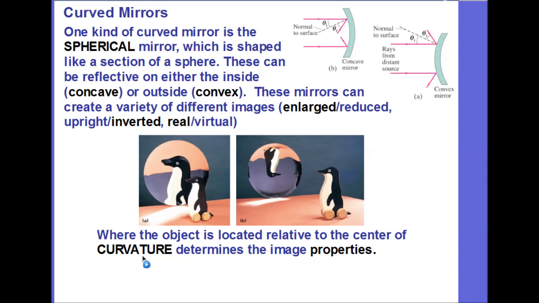And so here you can see this penguin that's in front of this curved mirror. It looks like we have sort of an enlarged image of the penguin here, and for this one over here, it looks like we have sort of an inverted image, and it actually looks to be reduced in size. So why do these images look the way that they do? All of it really depends on how close these things are to the center of curvature of that mirror.